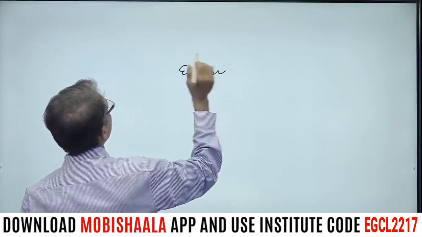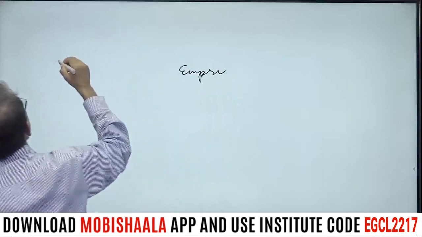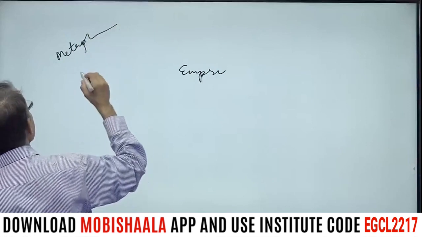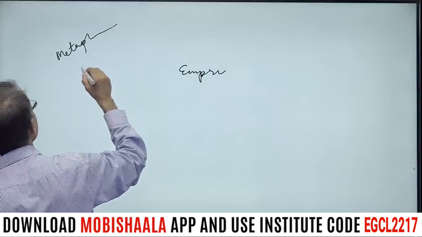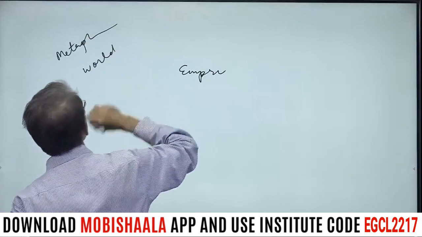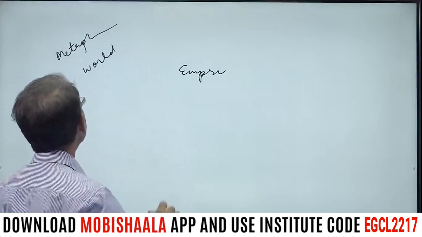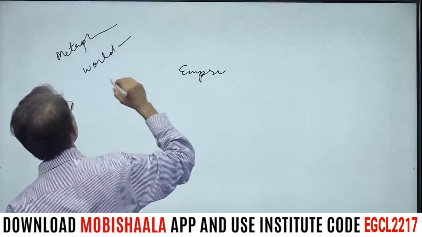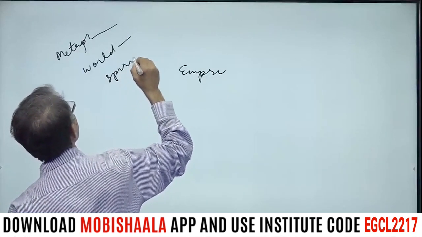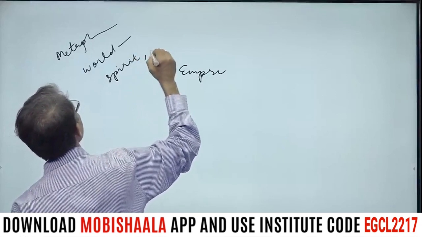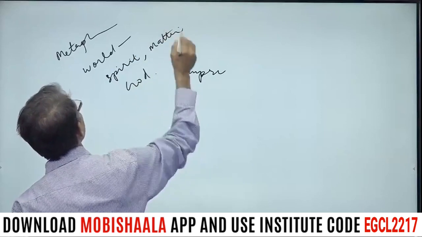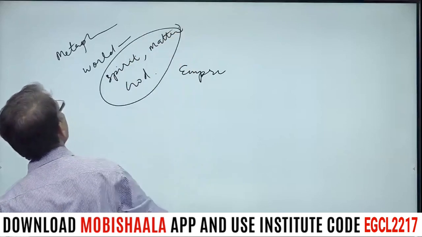Why empirical? Earlier, when we were discussing the metaphysical method, the subject matter of metaphysics is the whole world. And within this whole world, we consider three things. What three things? Spirit, matter, and God. These three entities are considered in the world.